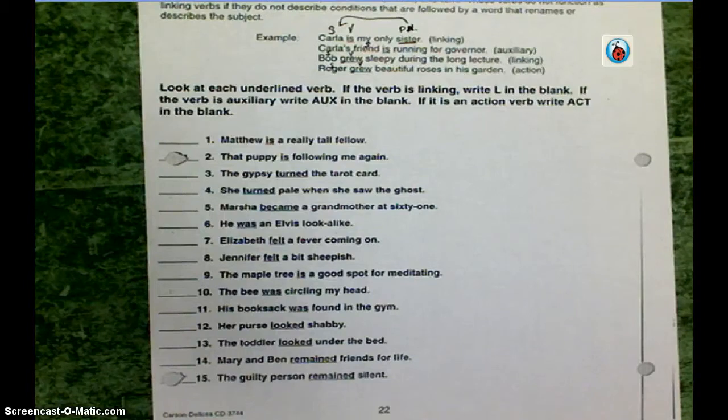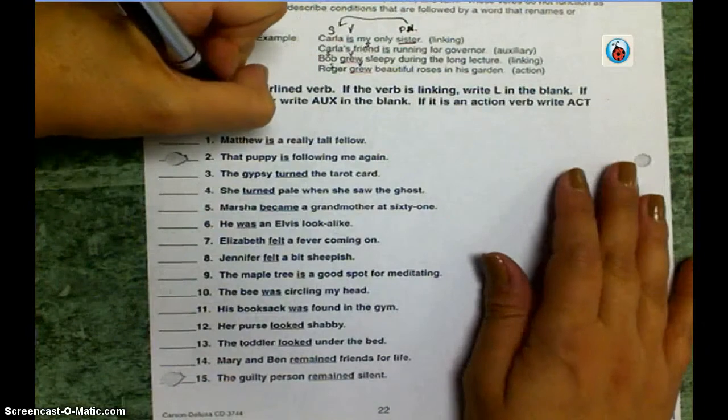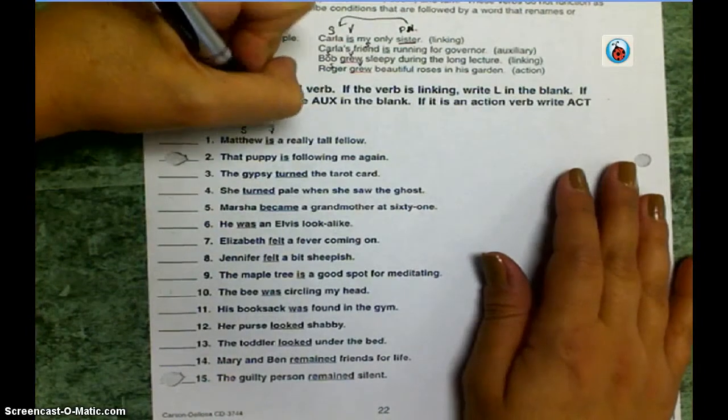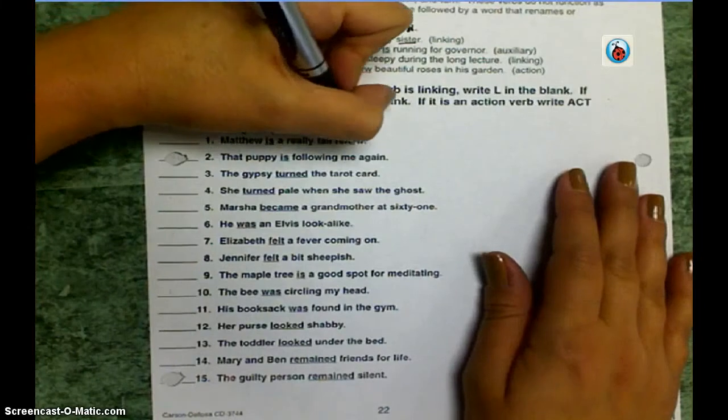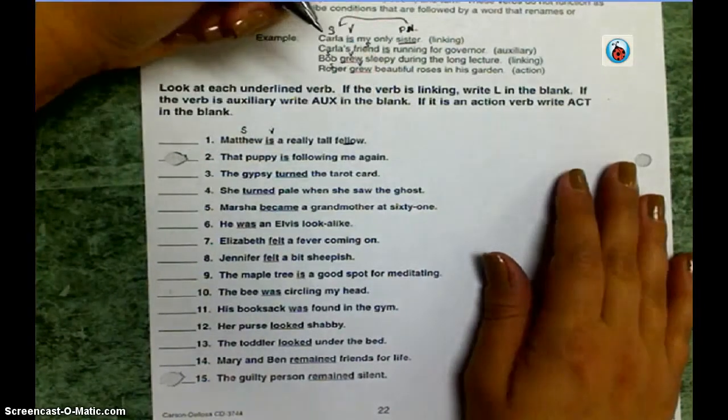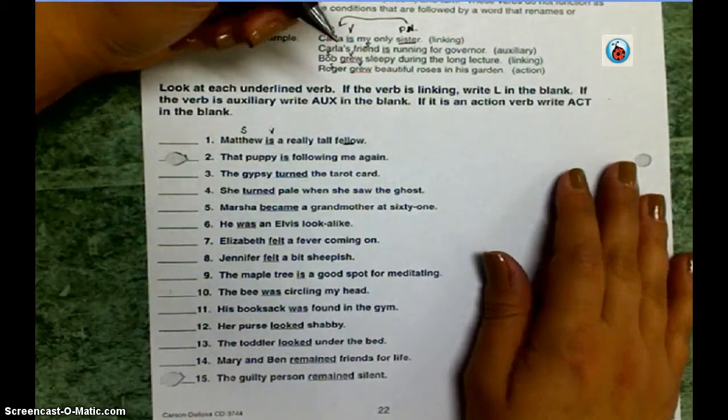So number 1 says, Matthew is a really tall fellow. Who or what did it? Matthew. What did he do? He is, we know. Is what? He's a tall fellow, right? Fellow is a what?